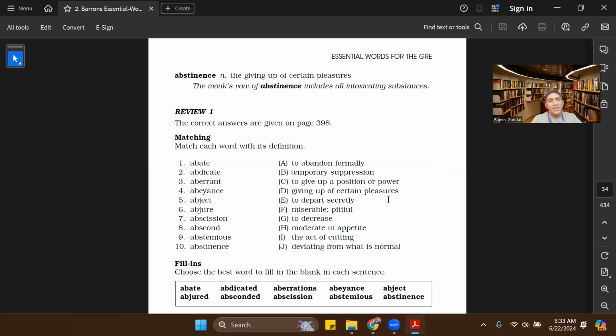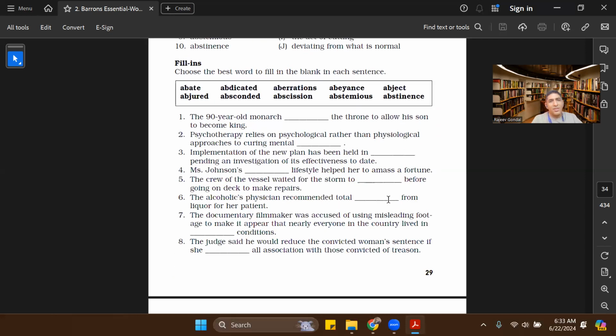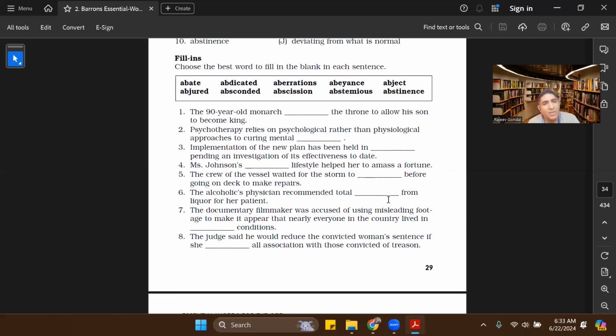So like this, there are words and then there are fill in the blanks. Let's see which word should come here. The 90-year-old monarch dash the throne to allow his son to become a king. What should be the word? So that's abdicate. Abdicated the throne to allow his son. Abdicate means to give up, to renounce.